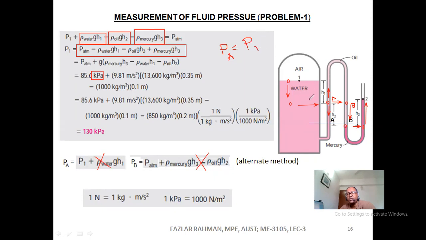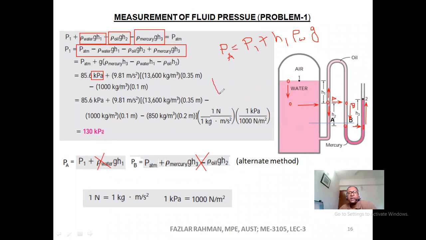Then you need to go down, so plus height H1, H1 rho water into G. So you are at point A. Now, how can we measure pressure at point B?